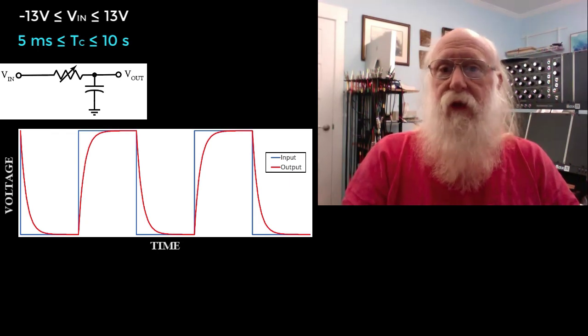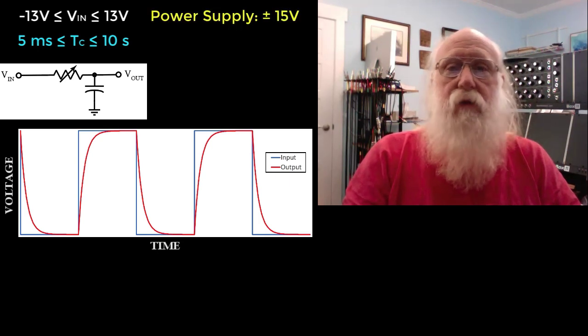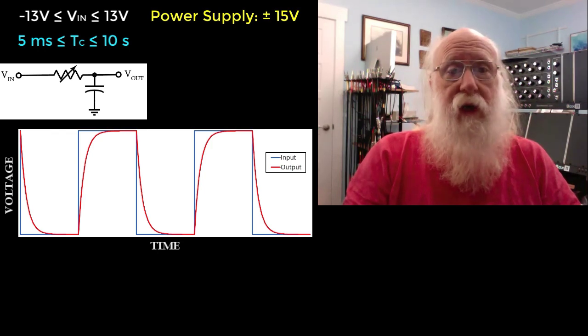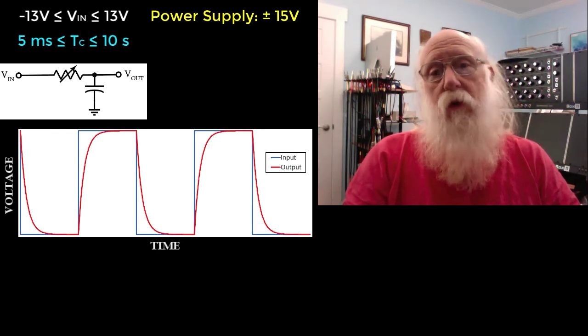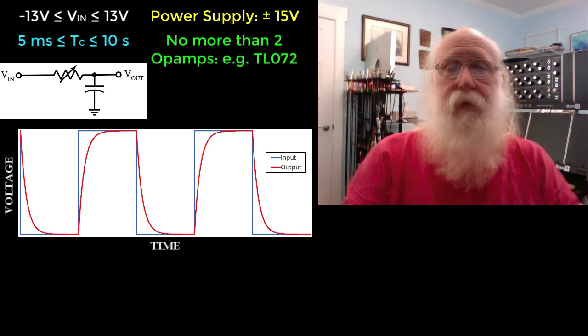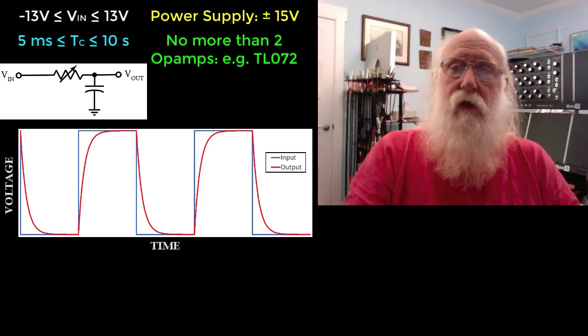As usual in this course at least, we're going to power our operational amplifiers with plus and minus 15 volts. We want to implement this with only 2 operational amplifiers, so we could use, for example, a TL072 and have just a single IC on the circuit board. And that basically summarizes the specifications of our slew limiter.